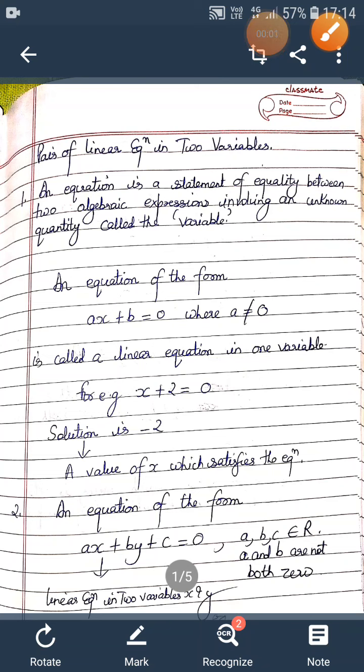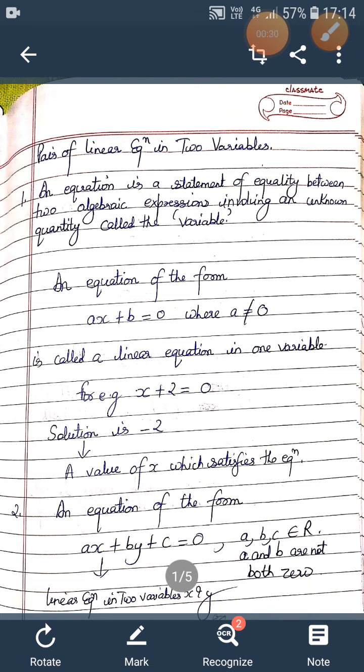Dear students, today we are going to start our new chapter, that is pair of linear equation in two variables. Basically, we have to revise some terms which we have already studied. So let us revise. What do we mean by an equation? Equation is a statement of equality between two algebraic expressions, and there should be an unknown quantity which is called the variable, and there are some constants also.